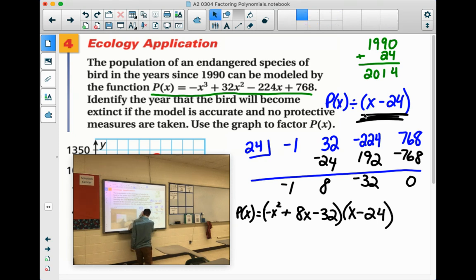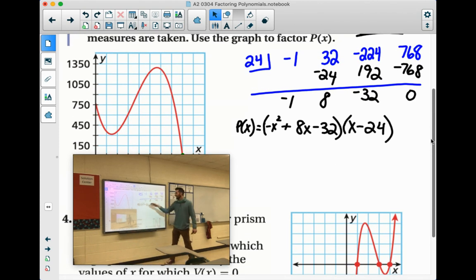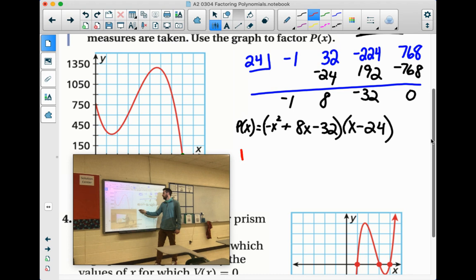Now, we're done-ish, but it's not perfect. If you look, we can't have negative x squared as a factor. We need to factor out that negative sign. So we'll kick that out. This will make it positive x squared, it'll make that minus 8x, and it'll make that plus 32.